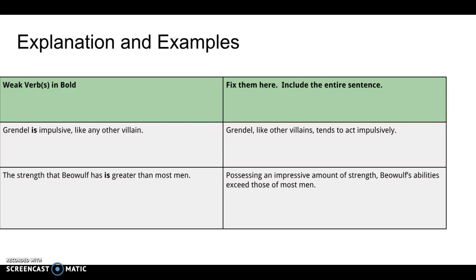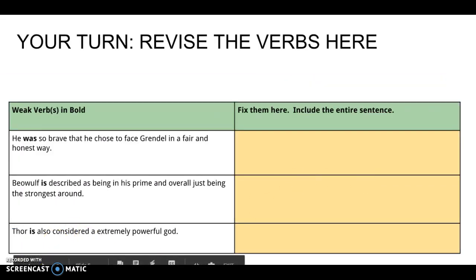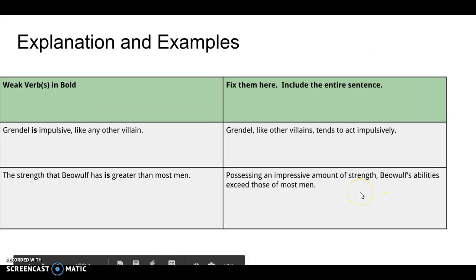And then if we look at this next example, the strength that Beowulf has is greater than most men. Okay, so how can we avoid using the word is in this sentence? So possessing an impressive amount of strength, Beowulf's abilities exceed those of most men. So now we're saying the same thing. We're using the stronger verbs that give more emphasis to your writing and brings variety to it.